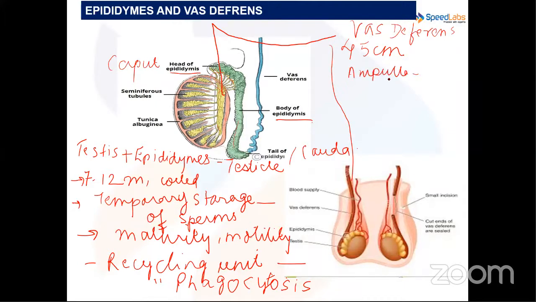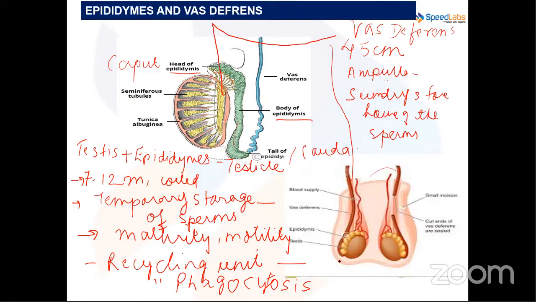So they ask you about this ampulla. Ampulla is also present here. This is the secondary storehouse of the sperms. Which is the primary storehouse and which is the secondary storehouse is important. All right, so this is the secondary storehouse of the sperm.